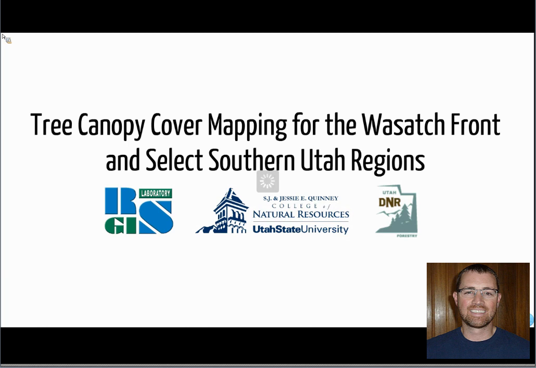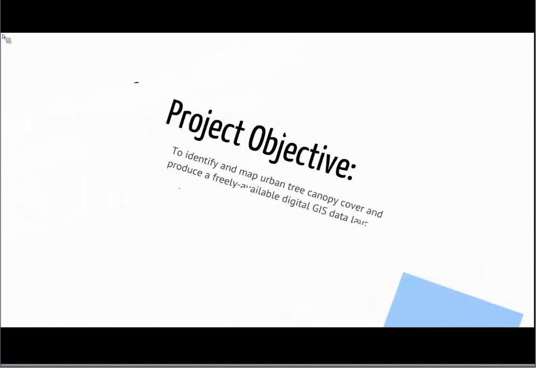So, as Rose said, I work for the Remote Sensing GIS Lab here at USU, and a number of years ago, Meredith came to our lab, actually when John Lowry was working here, started mapping the tree canopy cover for Salt Lake County, which led into us a couple years later continuing that project and continuing our mapping for the Wasatch Front and then a couple of select southern Utah regions. So this has been a great project. We've been working on it for a while, and it's been fantastic.